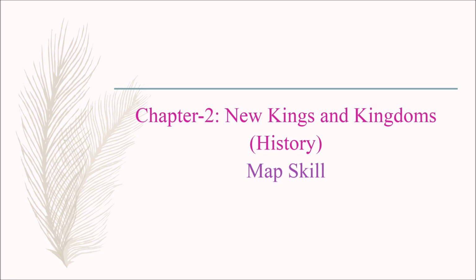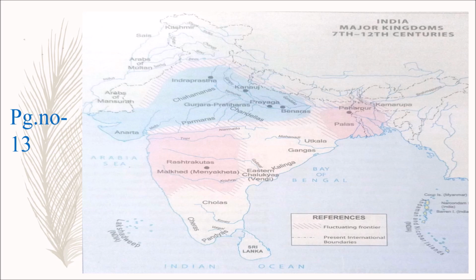Next, we are going to revise map skill. Students, now you are going to take page number 13. Now look at the map. Here we can see those areas marked in the light pink color show the areas under the control of Rashtrakutas. Students, you are going to mark only one area under the control of Rashtrakutas, like Malkhed. Malkhed is a town in Karnataka.